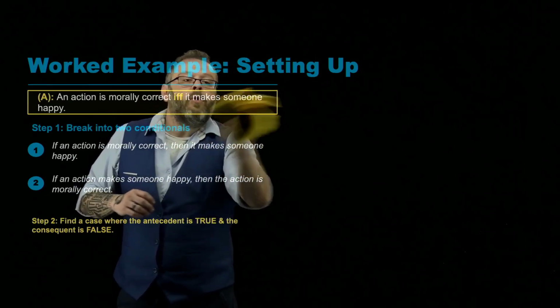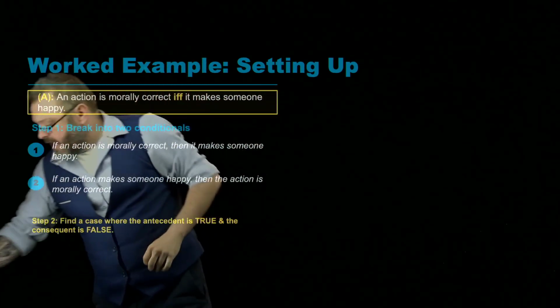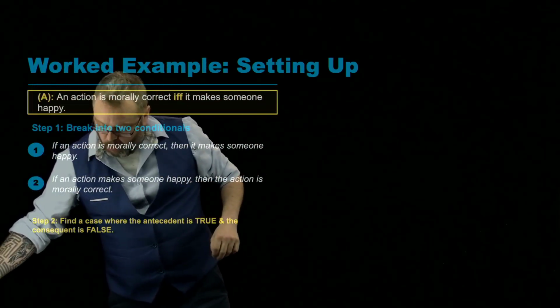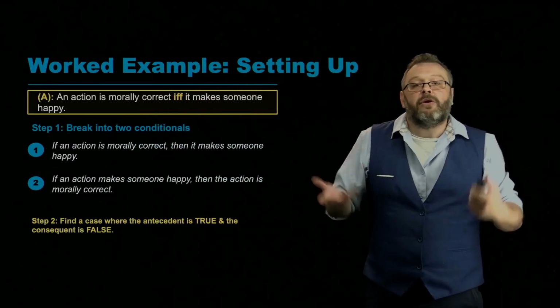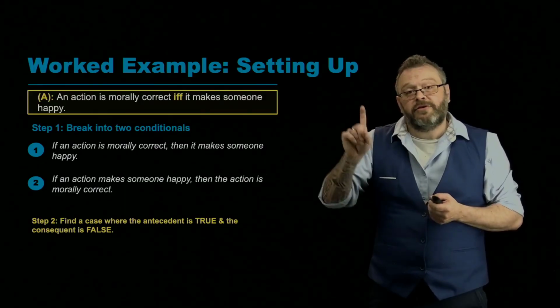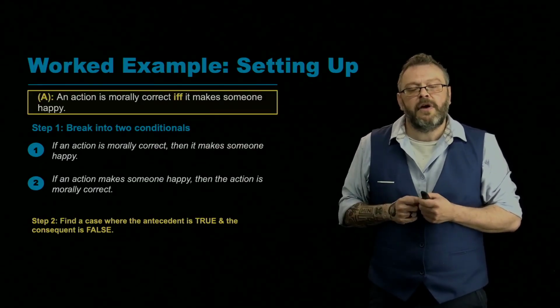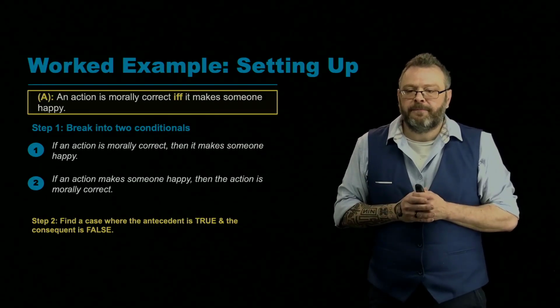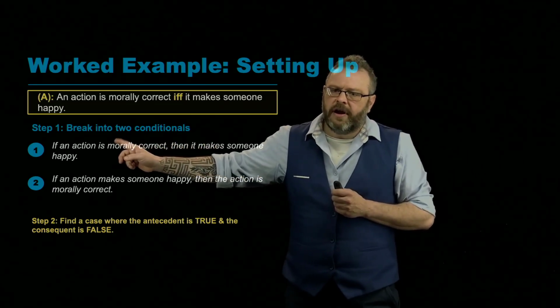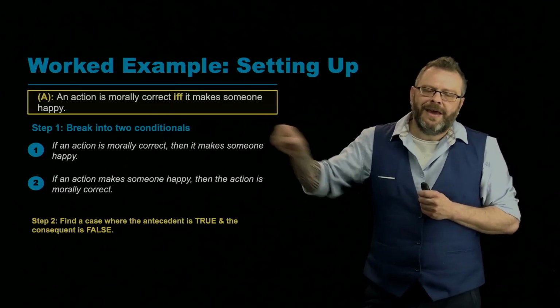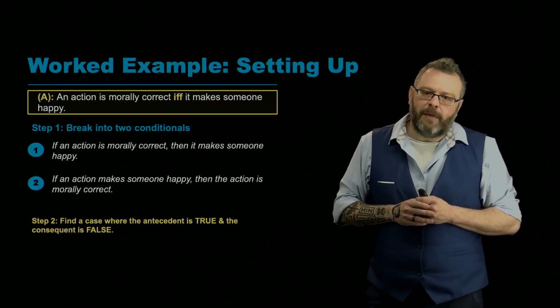Now, we're going to come up with a counterexample to each one of them. To prove an analysis false, all you have to do is give one counterexample to one of the if-then statements, but we're going to do it for two for extra practice. So we want to think of some cases where an action is morally correct, but it doesn't make someone happy.